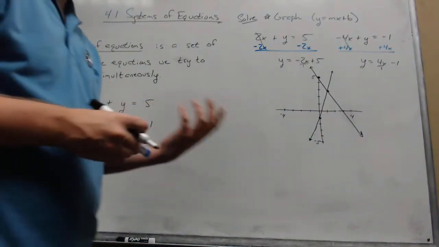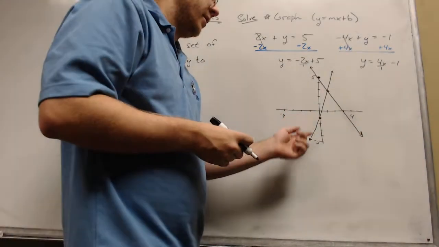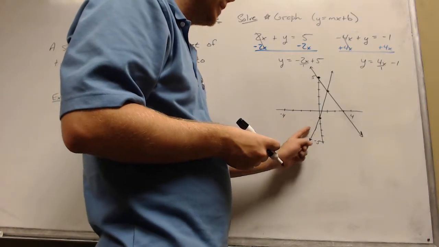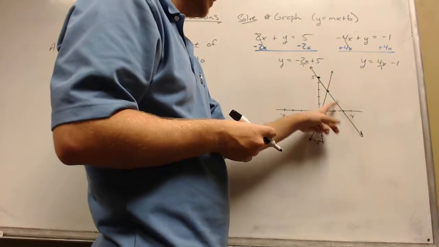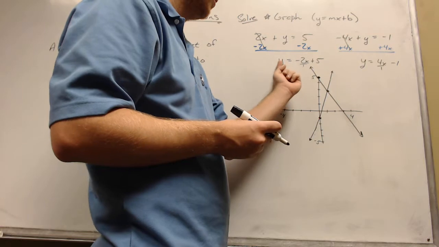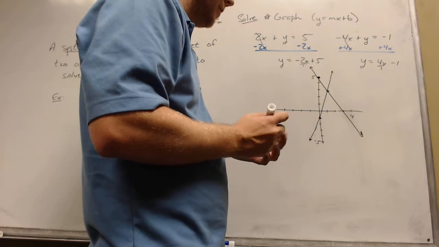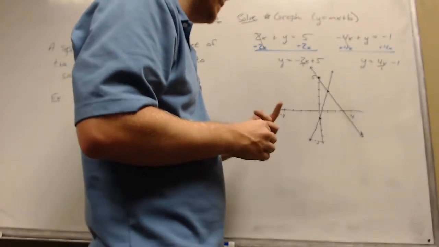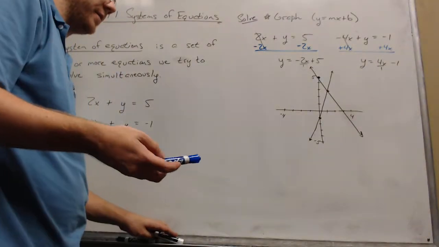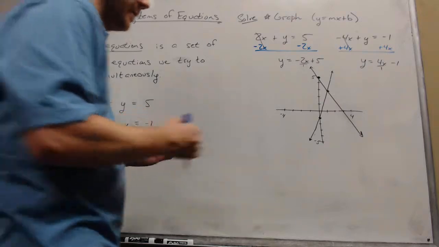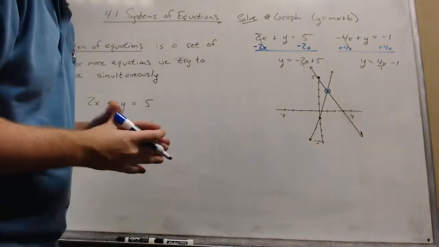Remember what these lines represent, and we'll answer our own question based off of what we know. Every point on this line is a solution to the equation y equals 4x minus 1. Every point on this line is a solution to y equals negative 2x plus 5. If we're trying to find a solution to both equations, it would have to be a point that falls on both of the lines. Is there any point that falls on both of the lines? Yeah, there it is, right where those two lines intersect.